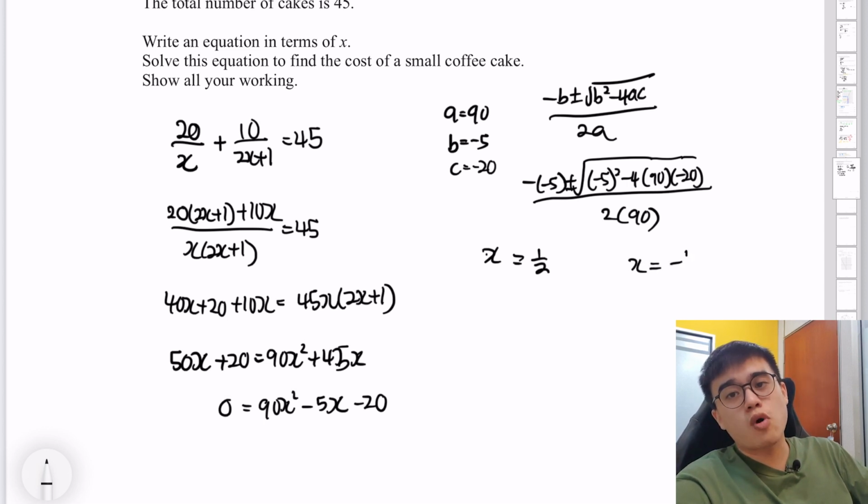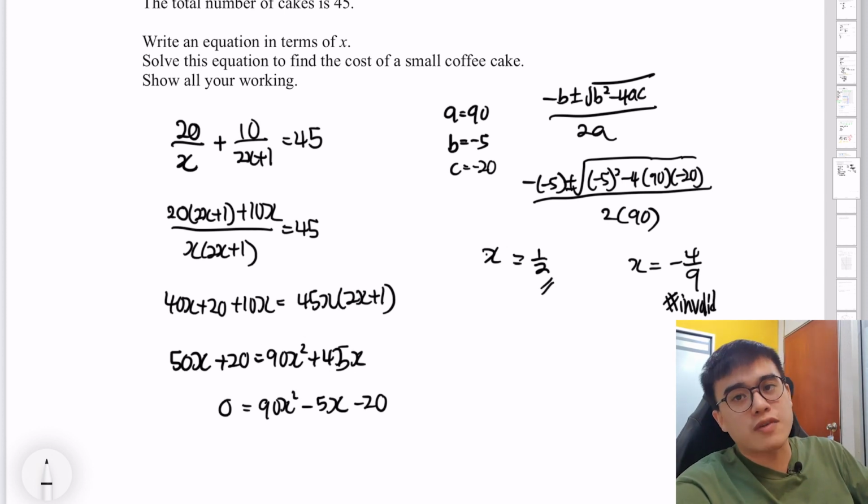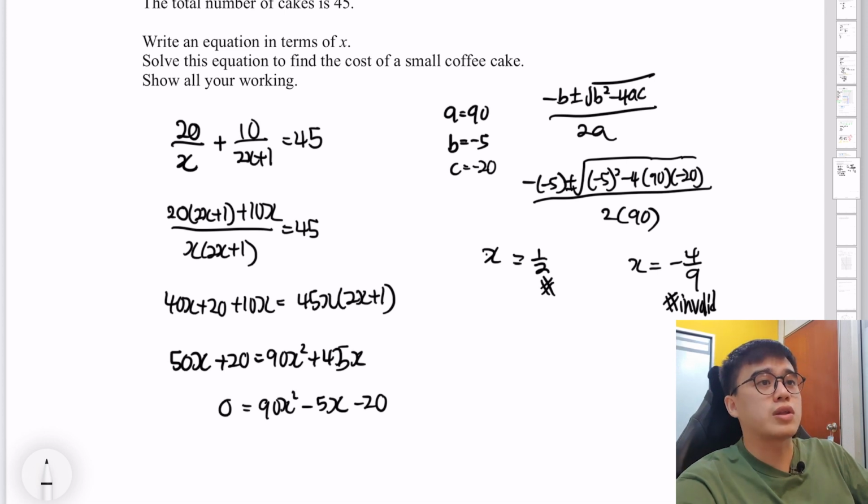So at this moment, you should analyze instead of including both the answers. You need to mention that the negative 4 over 9 is not accepted because the price of a cake will never be negative. That's how you sort this question 5D out.